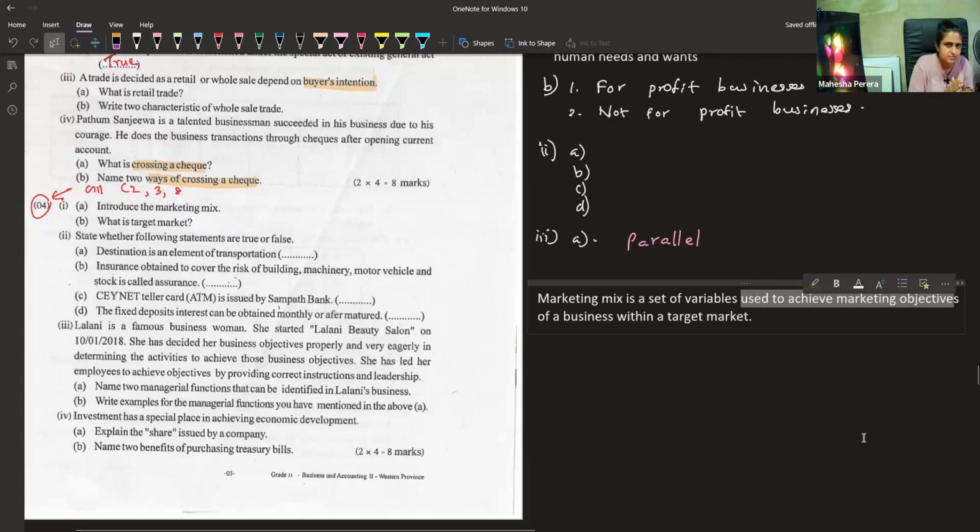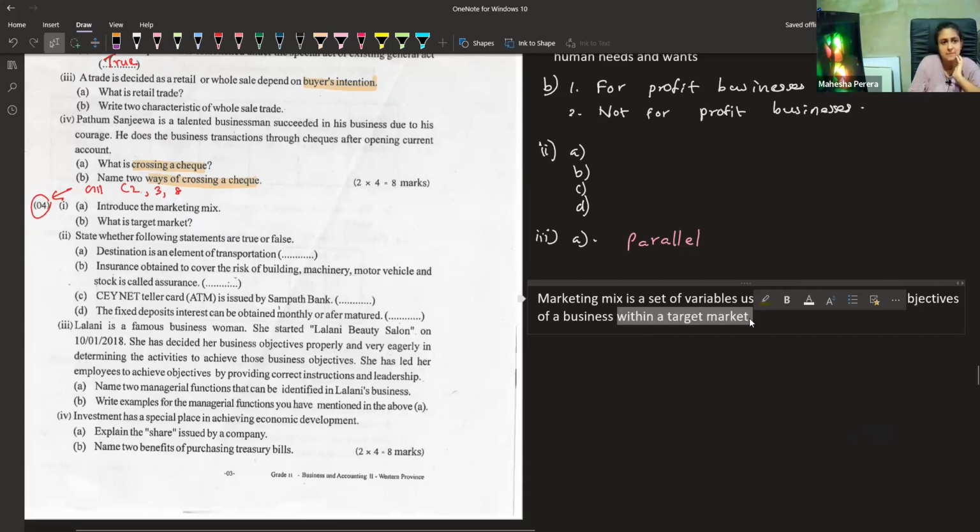Now we have business objectives as well as marketing objectives of a business. For example, increasing the sales is a marketing objective of a business. Increasing the customer satisfaction, like that. So used to achieve marketing objectives of a business, be sure to say within a target market.